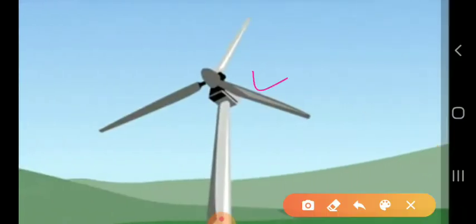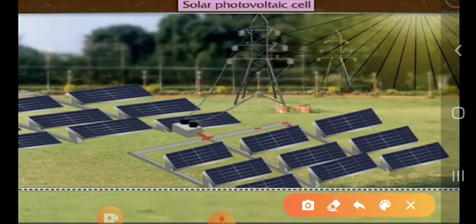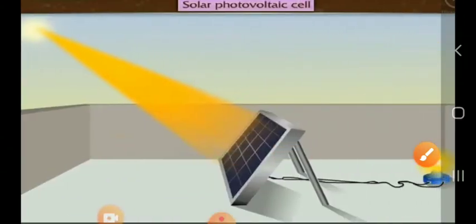This is the windmill. These are formed near the sea. Here we can see how the solar energy is formed from the sun rays. These are the solar photovoltaic cells. This is also a solar photovoltaic cell.